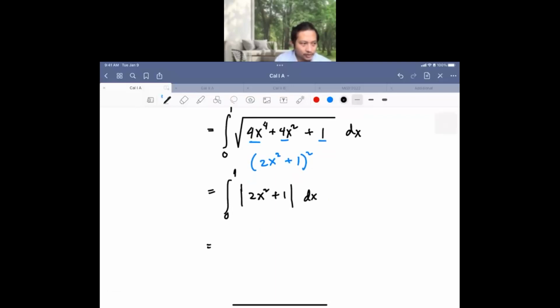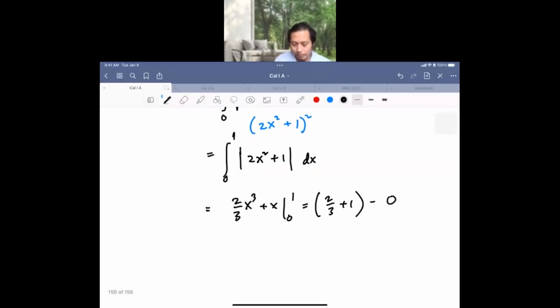So we could take it to the integration of 2x squared plus 1, to 2 over 3 x cubed plus x, from 0 to 1. So 2 over 3 plus 1, and then minus 0. Right? So this will be 5 over 3.